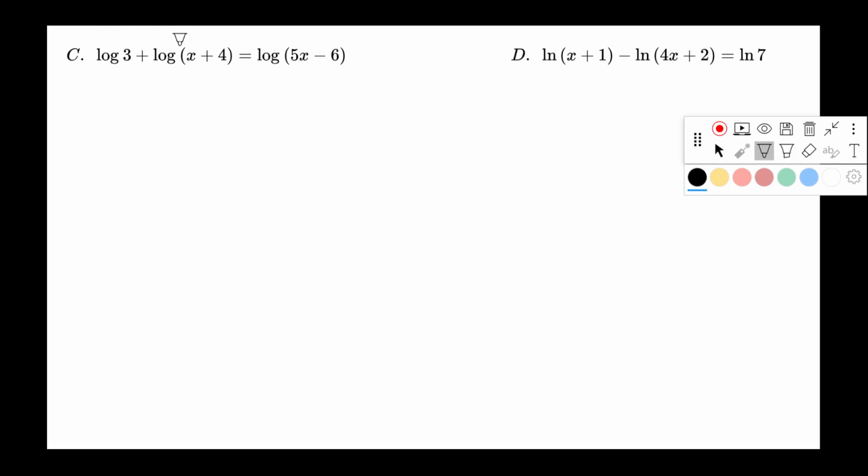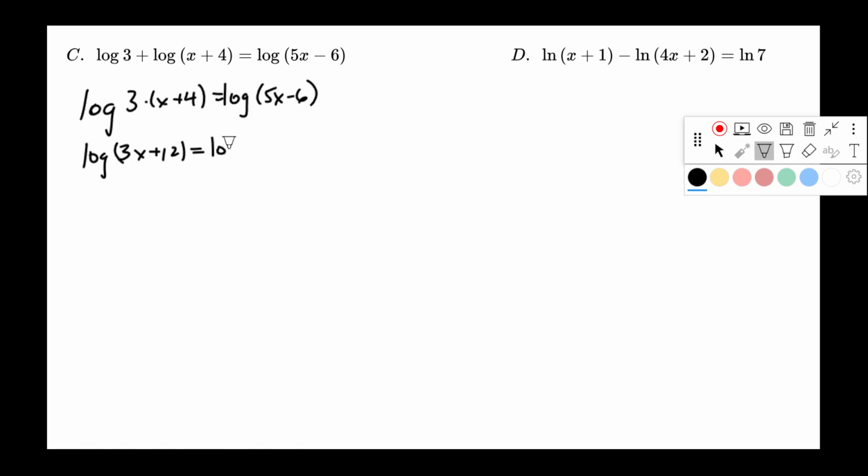Log of 3 plus log of x plus 4 equals log of 5x minus 6. Very creative in the numbering. Okay, on the left-hand side, I have 2 logs that are added. I can put them together in 1 log with multiplication. There we go. The right-hand side only has 1 log on it. That's good. So I'll distribute the 3, log 5x minus 6. Now I have logs on both sides.